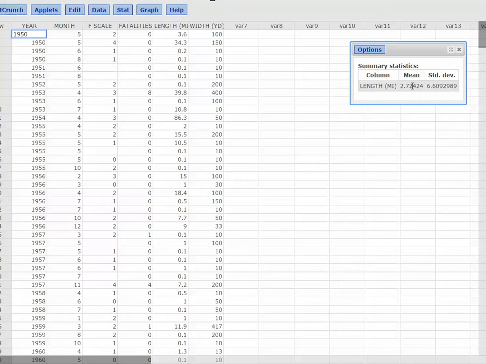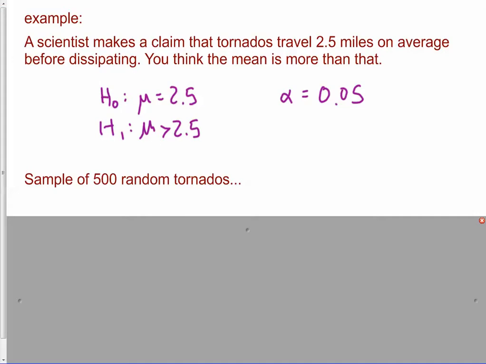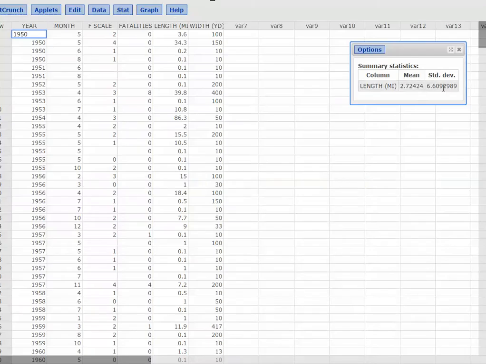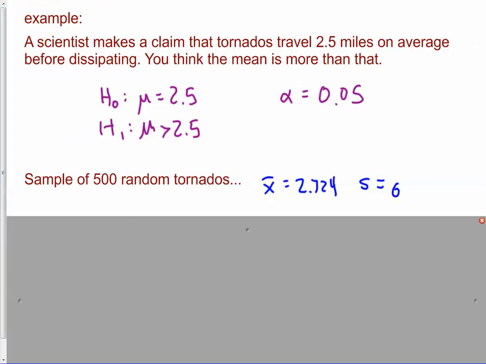And so the mean is 2.724. All right, so my x bar is 2.724, and my standard deviation is 6.609. So the mean definitely is more than 2.5.